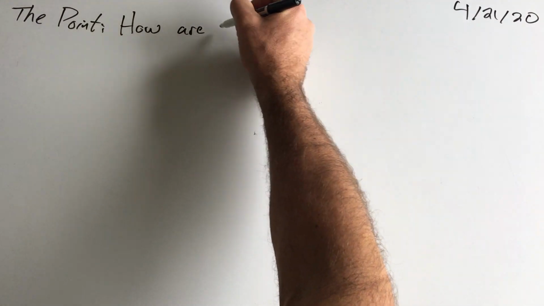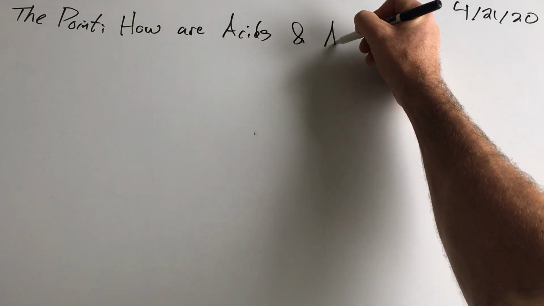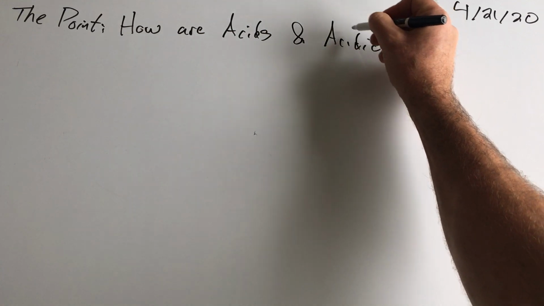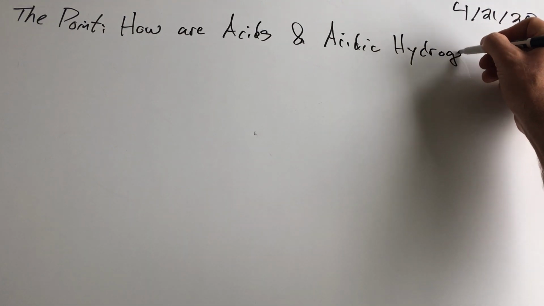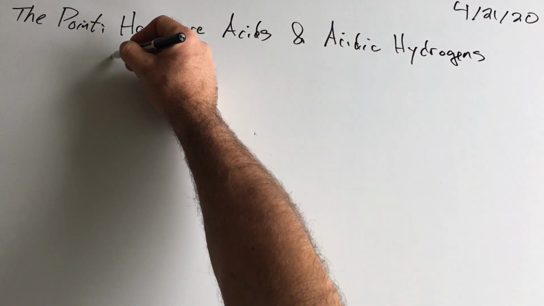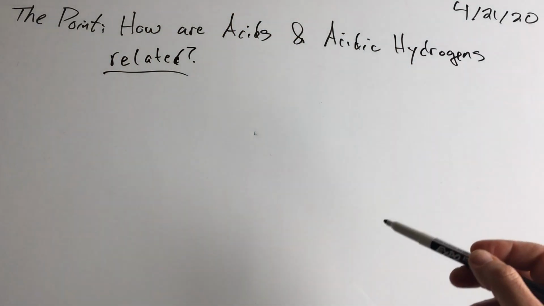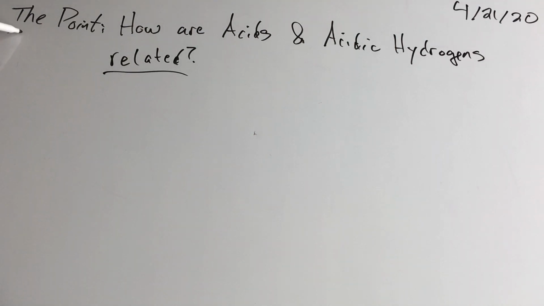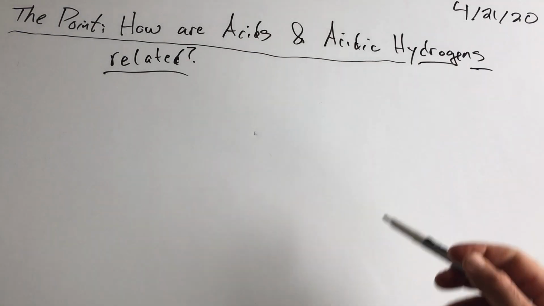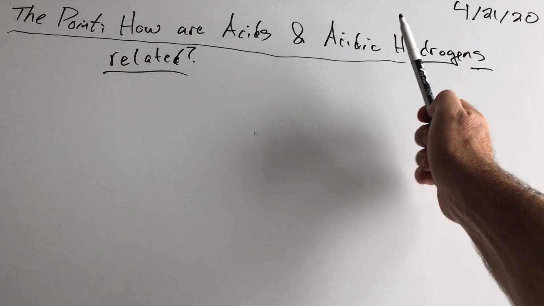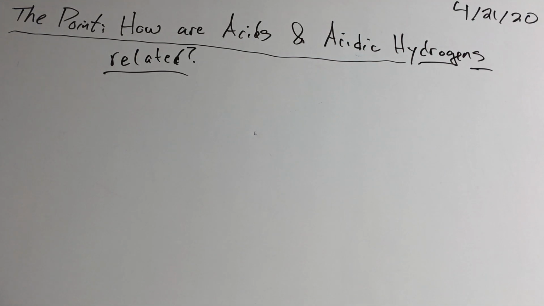how are acids, which we learned about yesterday, and acidic hydrogens related? That is some terrible handwriting. I apologize. Let me read it again since my chicken scratch scrawl is pretty terrible right now. And that is, how are acids, which we learned about yesterday, and acidic, that's a D. Let's write it in English this time. Acidic hydrogens related.